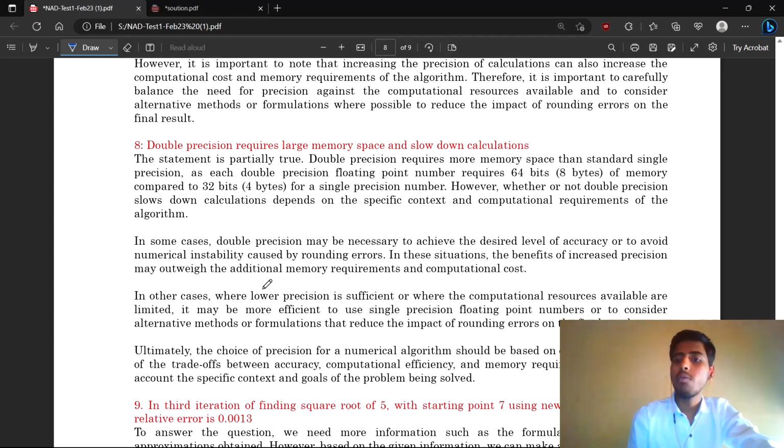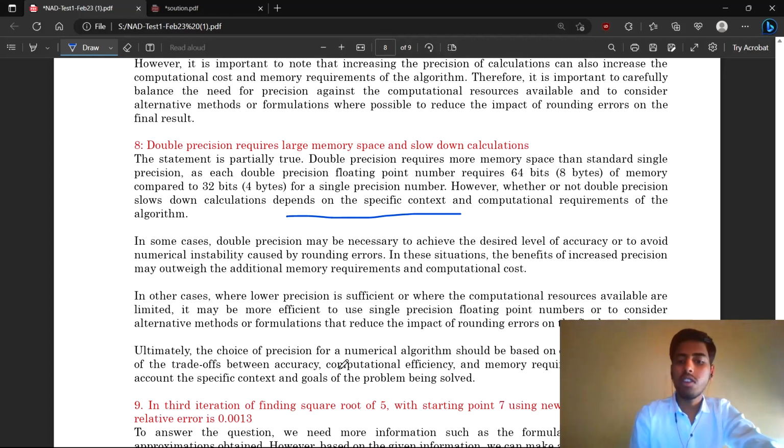Double precision requires more memory space than standard single precision, as each double precision floating point number requires 64 bits, which is 8 bytes of memory, compared to 32 bits, which is 4 bytes, for a single precision number. However, whether or not double precision slows down calculations depends on the specific context and computational requirements of the algorithm.